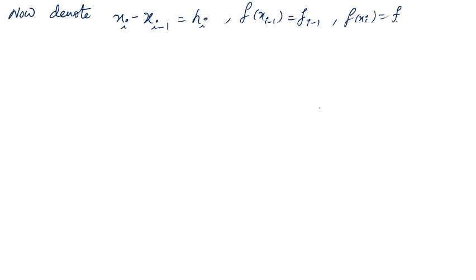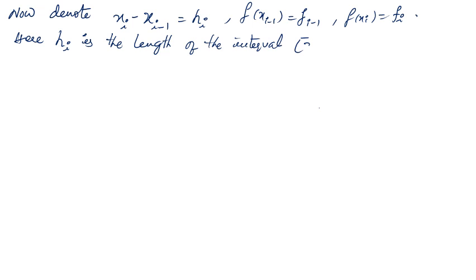Now denote x_i minus x_{i-1}, the denominator term, as h_i, and f of x_{i-1} as f_{i-1}, and f of x_i as f_i. Here h_i is the length of the interval (x_{i-1}, x_i).